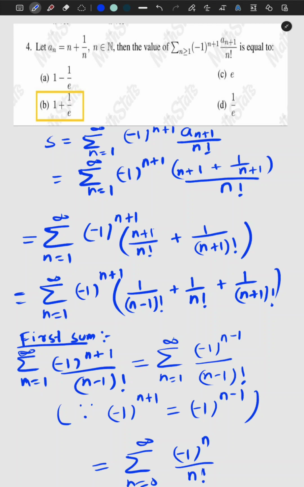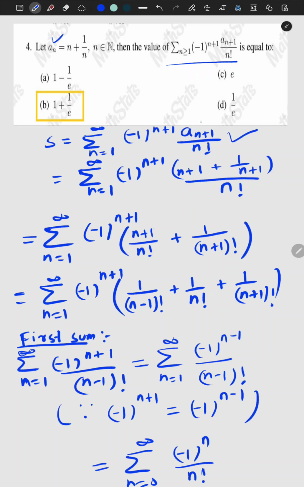Today we solve a very interesting question. This question is asked most of the time in CSIR NET exam and other competitive exams. In these questions, we have to calculate the sum of this series, where a_n is defined in this way: (n plus 1) by n. If we denote this sum as S, we will get this term.